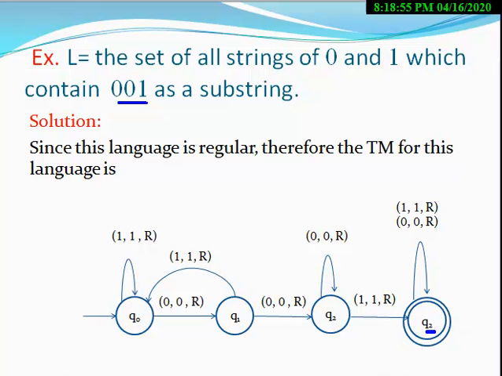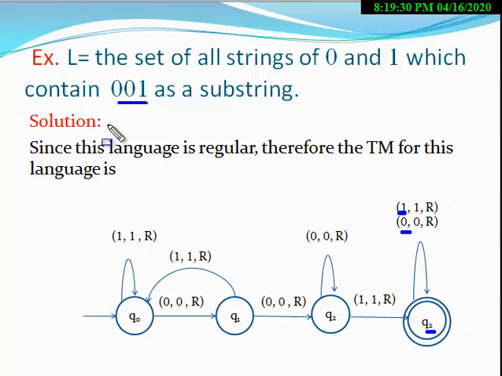Now we come to the other strings. After 001, there can be any string of 0 and 1. Here we apply a loop of 0 and 1. Here the input symbol is 0, here the input symbol is 1, and the self loop is applied. It means this contains the set of all strings of 0 and 1.